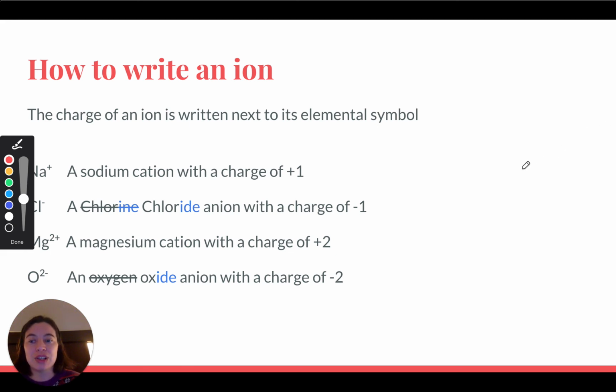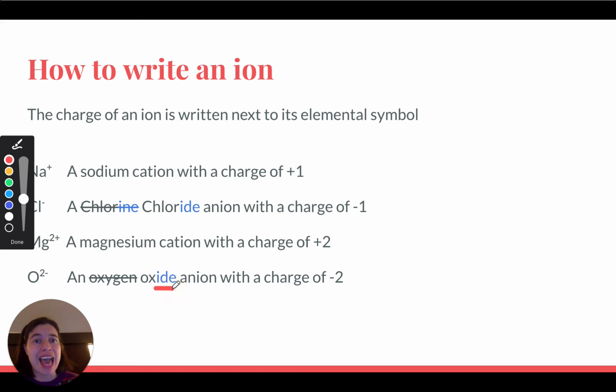Now for chlorine, once chlorine becomes an anion, we actually change its name. This happens really commonly with anions. Oftentimes you'll chop off the last part of the name of the element and replace it with IDE. So if chlorine becomes an anion, we call it chloride. If fluorine becomes an anion, we call it fluoride. If oxygen becomes an anion, we call it oxide. So we rename the anions.